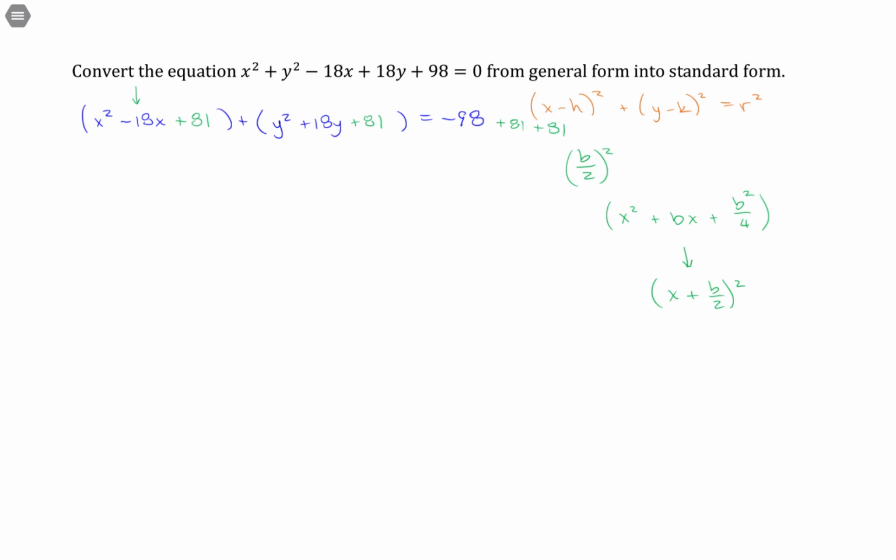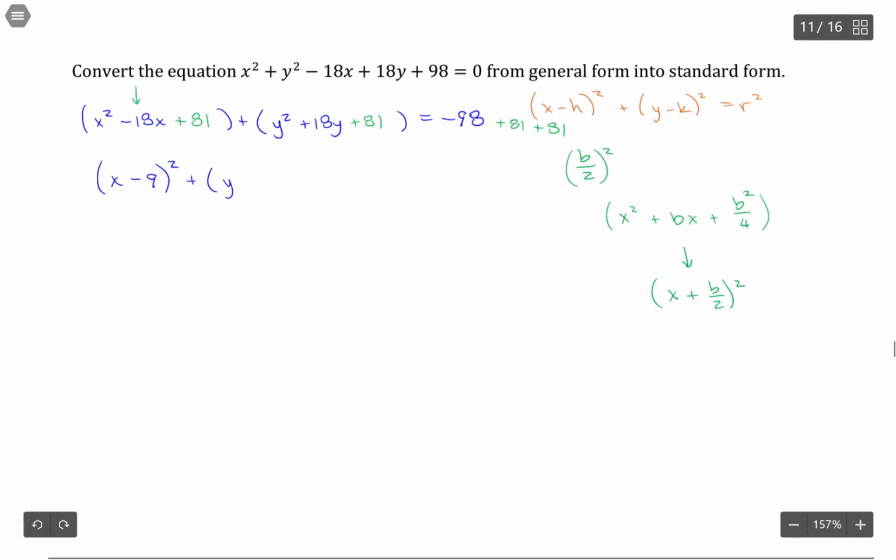All we have to do is just divide this constant by 2. So the first trinomial will factor into x. Negative 18 divided by 2 is negative 9. So that becomes (x minus 9) squared. 18 divided by 2 is 9, so this is y, sorry about that, (y plus 9) quantity squared.